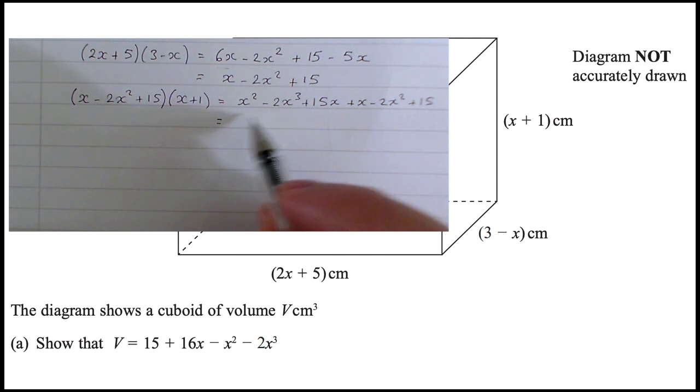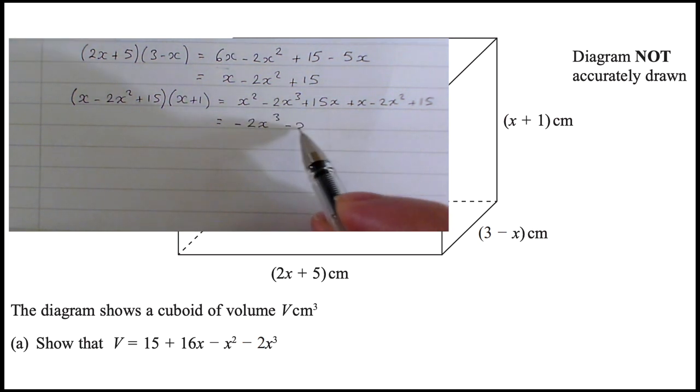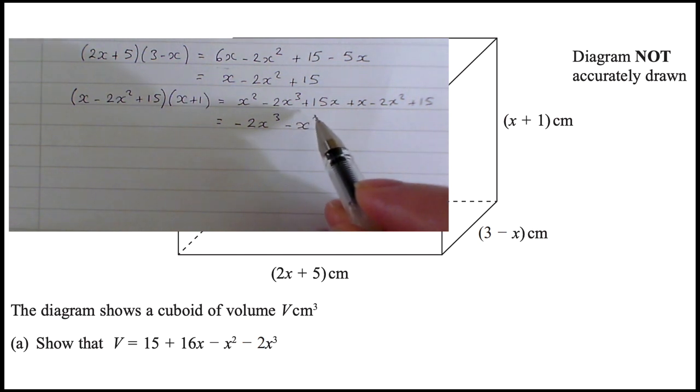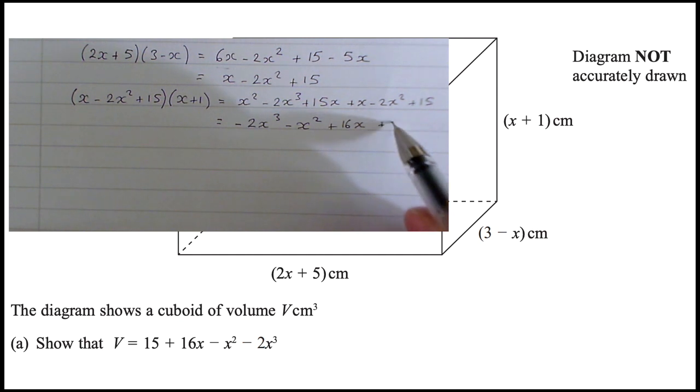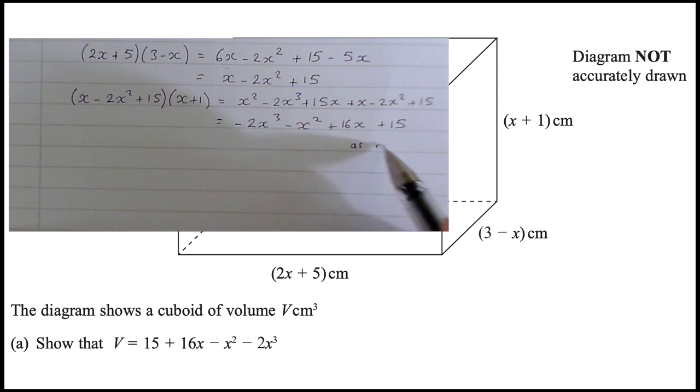So I've got minus 2x cubed. I've got x squared take away 2x squared is minus x squared. I've got 15x plus x is 16x. I've got 15. And I'll have a quick look at what they wanted me to get, and I'm happy because it's exactly the same. So I'm going to write as required. Okay. So that's pretty good.